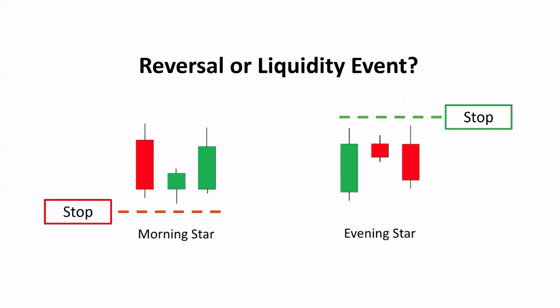Here's a slide to illustrate that point. A textbook reversal. The structure is obvious. One side in control, that control weakening, and the opposite side beginning to respond. An entry near the close of the final bar, and the stop placed just beyond the obvious low or high here, as with the evening star.